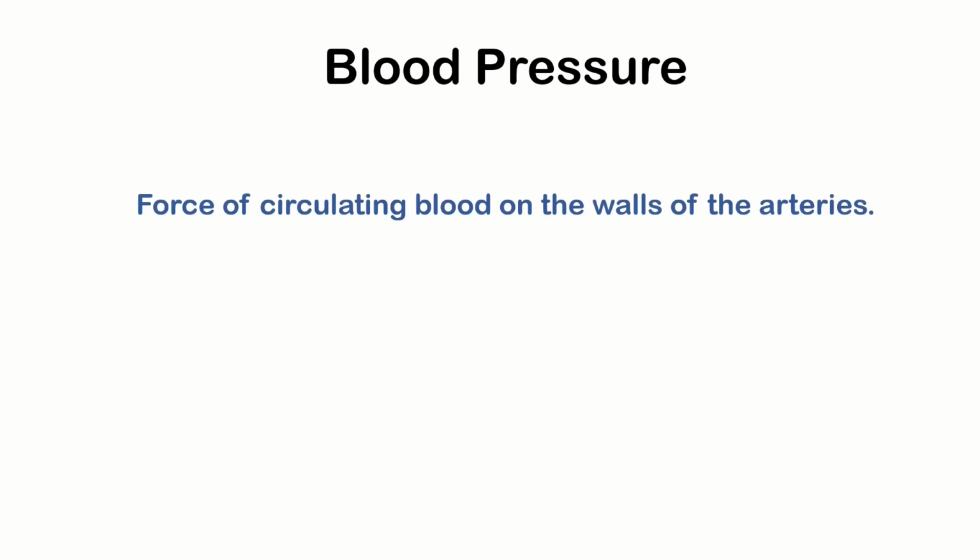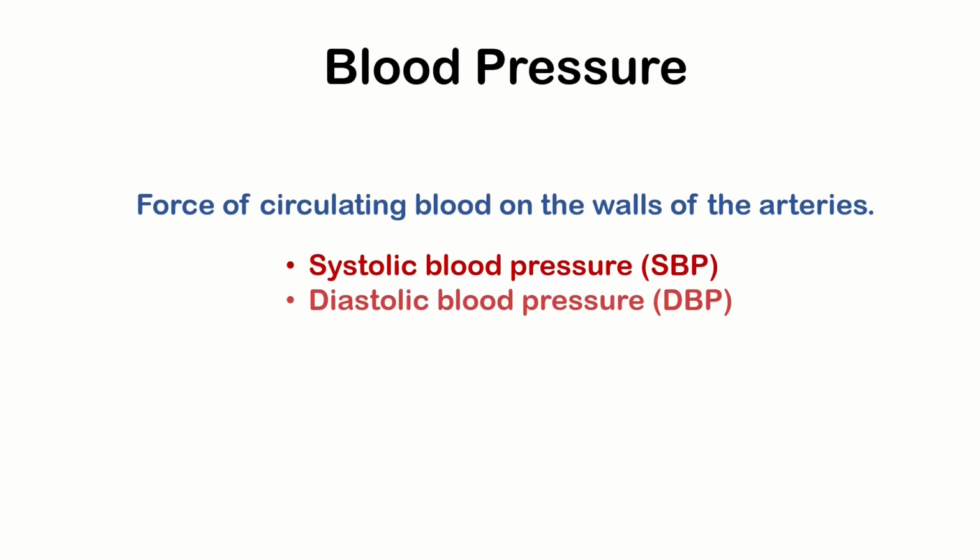As we have said earlier, hypertension is a persistent elevation of blood pressure. Blood pressure is the collective force of circulating blood on the walls of the arteries. It is taken using two measurements: systolic blood pressure and diastolic blood pressure. Systolic blood pressure measures the force your heart exerts on the walls of your arteries each time it beats.